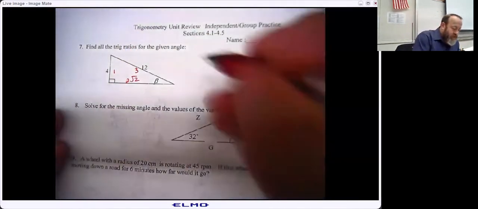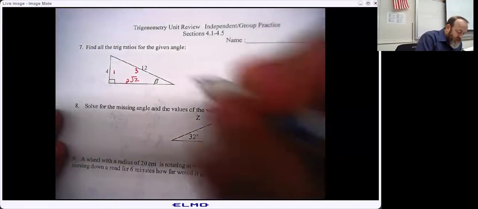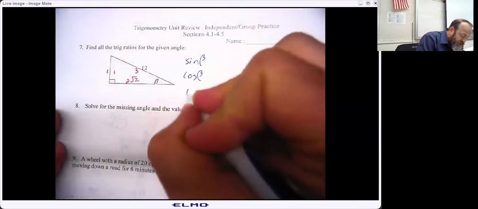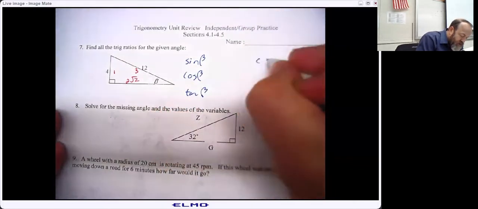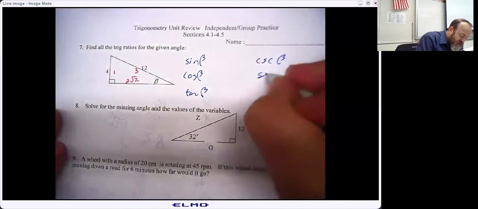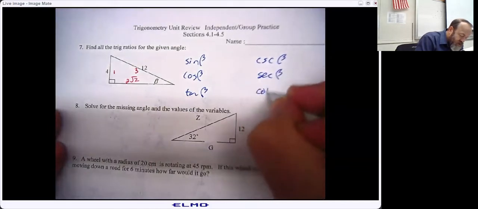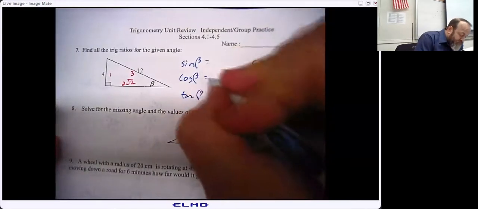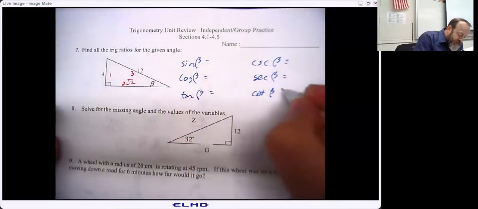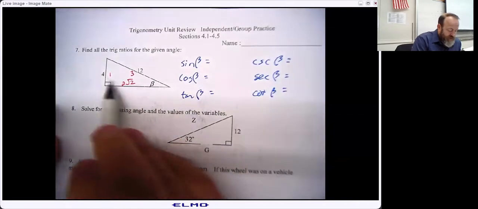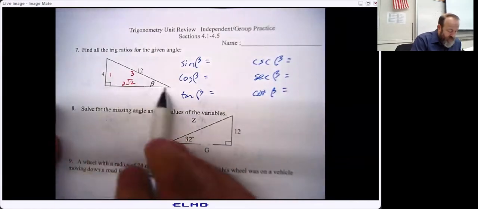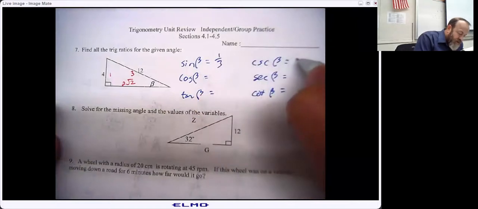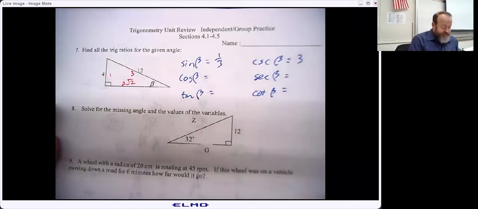So if we're going to go through and find all 6 ratios, we're going to find the sine, the cosine, the tangent, the cosecant, the secant, and the cotangent of all of those values. I guess I'm going to go ahead and go with the easy ones first. I noticed that the sine right here is 1/3. Now I could have said 4/12, but that's the same thing. So there we go, I've got these two down.